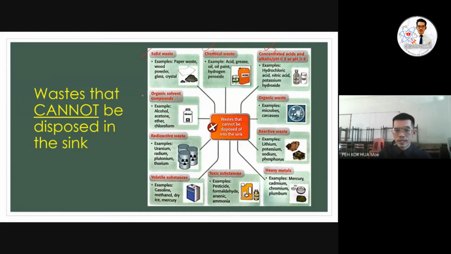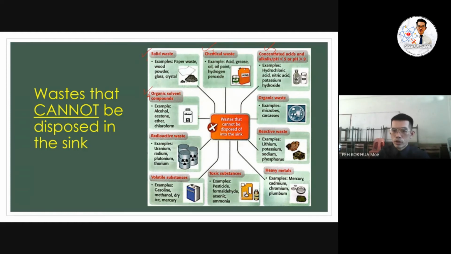Next we have the organic solvent compounds. Here we have alcohol, acetone, ether, and chloroform. These are also considered toxic chemicals, which will pollute our water if we straight away dispose them into the sink.